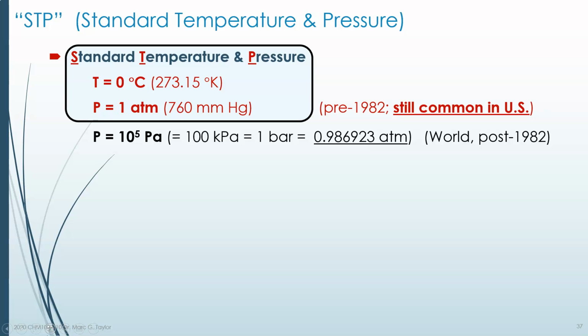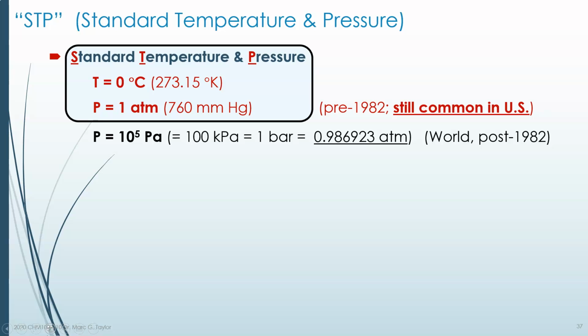But in 1982, the rest of the world, except for the US, switched to a metric version of pressure. So instead of 1 atmosphere, they picked a pressure that's just slightly lower than 1 atmosphere, but in a nice round number in a metric unit. And the metric unit is pascals or kilopascals. So the pressure that's now used for the metric system as a standard for STP for the rest of the world is 100,000 pascal or 100 kilopascal, and we call that a bar.